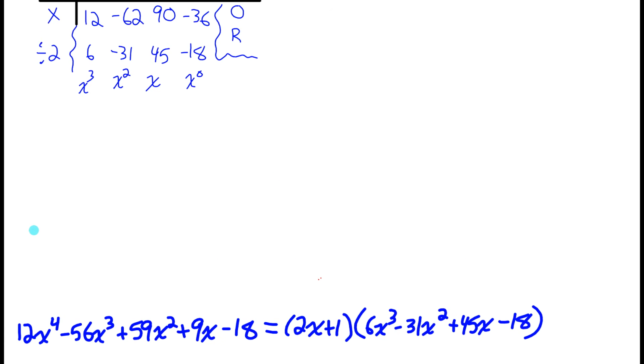Okay, there's the synthetic division. Notice we got the correct coefficients of our quotient, 6x cubed minus 31x squared plus 45x minus 18. Notice that matches this exactly. And notice we also got the correct remainder of 0.